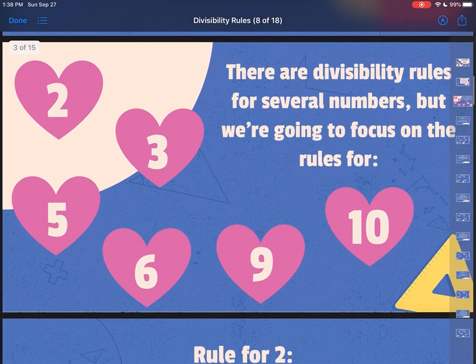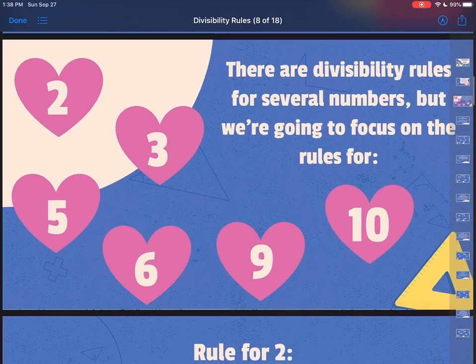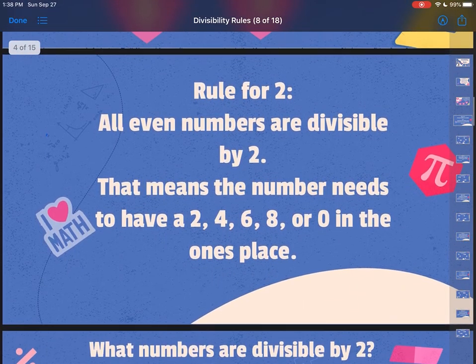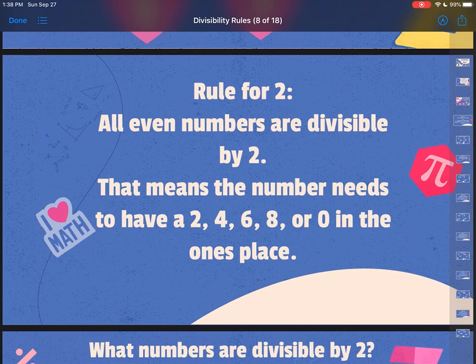So we are going to be discussing the divisibility rules for these particular numbers today. We're going to go over 2, 3, 5, 6, 9, and 10. There are rules that we can use to determine if a number is divisible by 2, 3, 5, 6, 9, and 10. So let's look at our rule for 2 first. Our rule for 2 is that all even numbers are divisible by 2. Any number that ends with a 2, 4, 6, 8, or 0 in the ones place is going to be an even number, which means that it is divisible by 2.